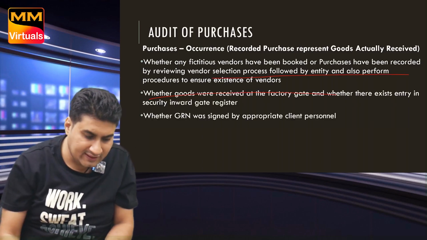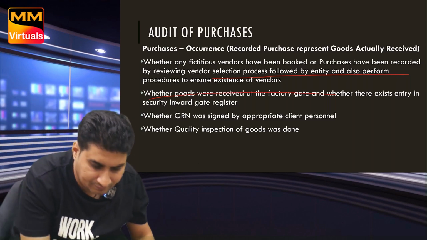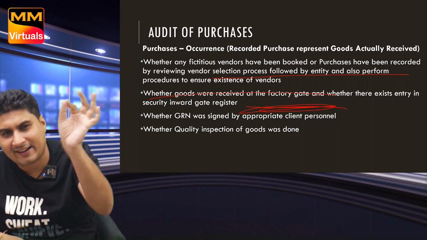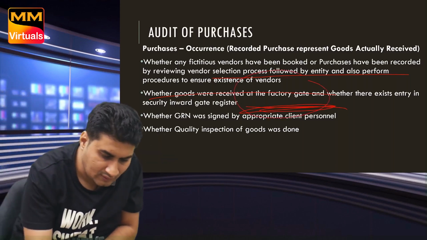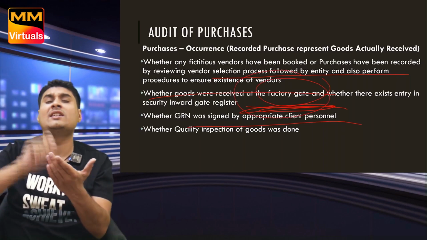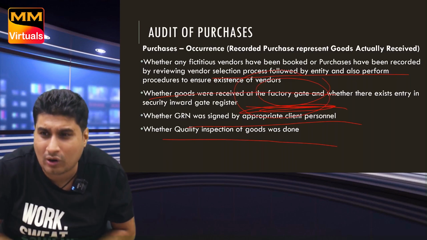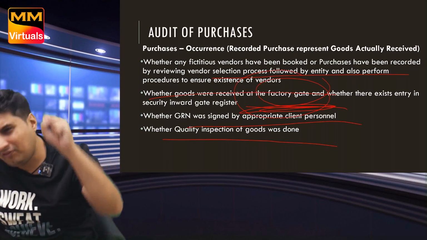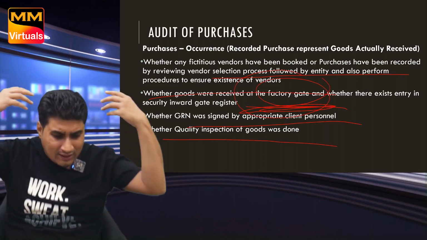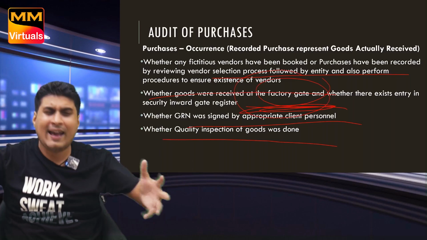Second, now the very simple, see here. Whatever I told you, absolutely the same. Number one, when goods are received at the factory, is there an entry in the factory inward register? After that, the GRN, the goods receipt note: whether it is signed by the appropriate person. After that, whether quality inspection is done in the factory or not. If it is entered in the factory gatekeeper register, the goods receipt note is also entered, quality inspection and vendor selection process are also there, the purchase has to be true.